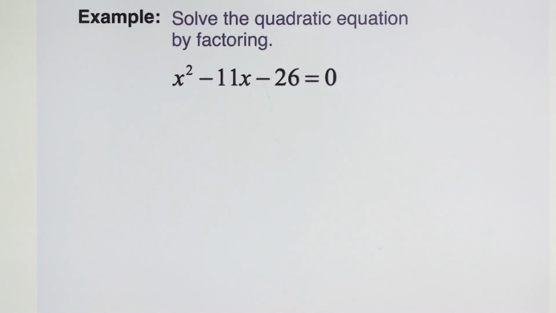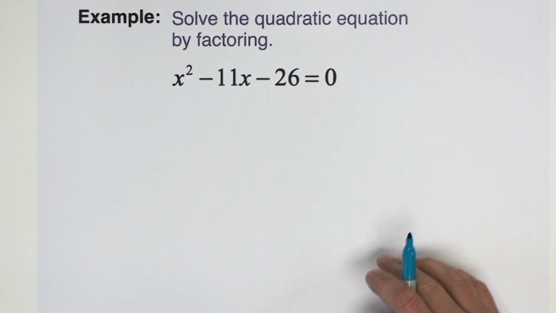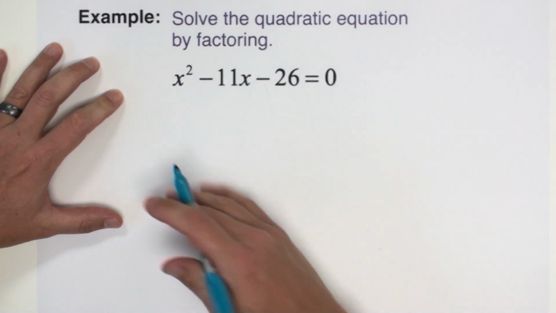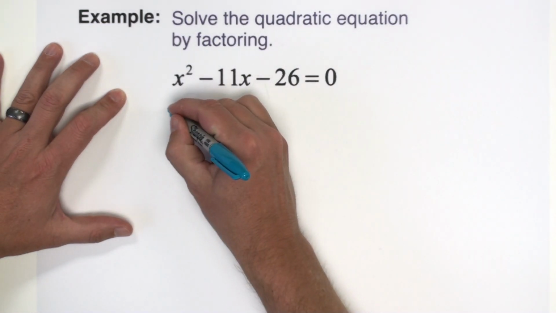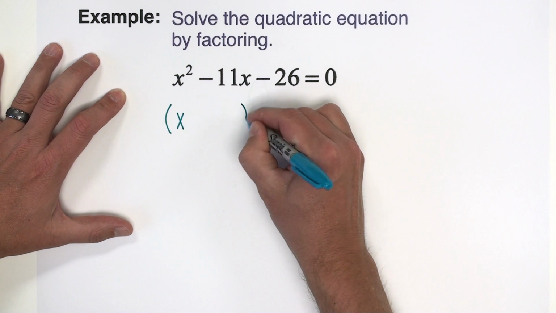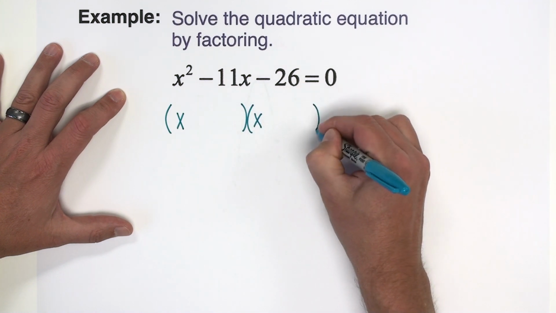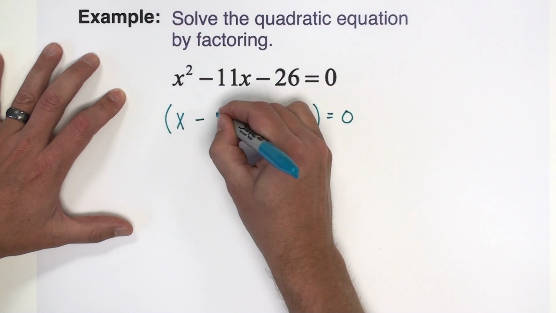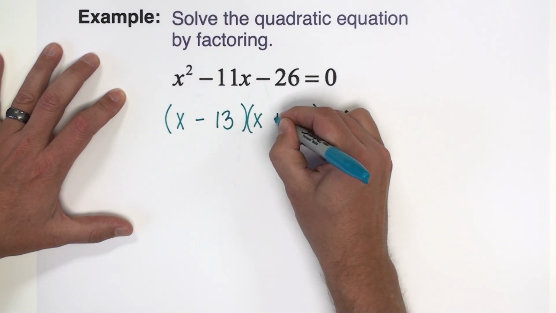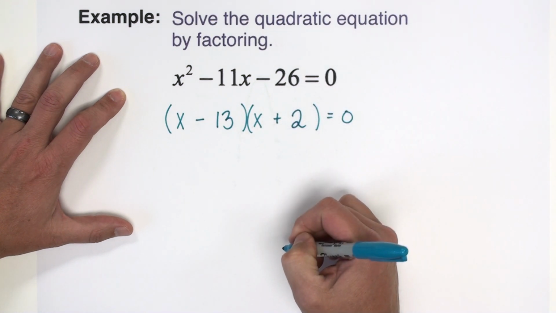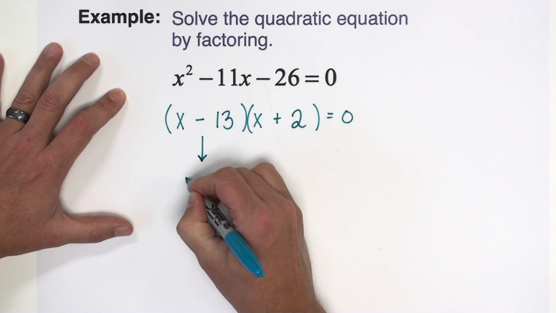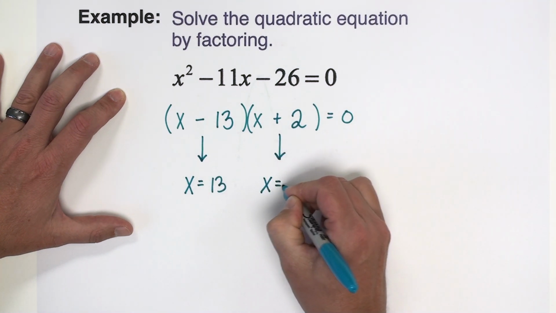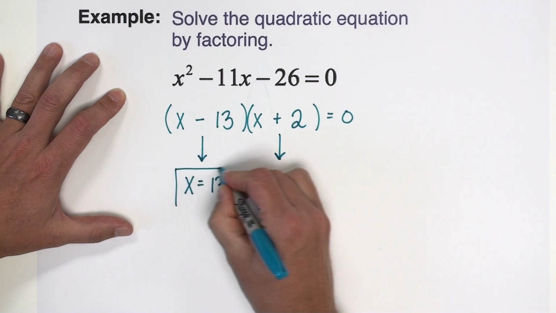Next problem here, we've got back to 3 terms. We're trinomial, so it's not a difference of squares. Don't really have that square root option like I showed you in the last problem. We're going to go ahead and do this factoring. We need numbers that multiply to negative 26 and add to negative 13. We're going to use negative 13 and positive 2. So we get solutions of x equals 13 and x equals negative 2.